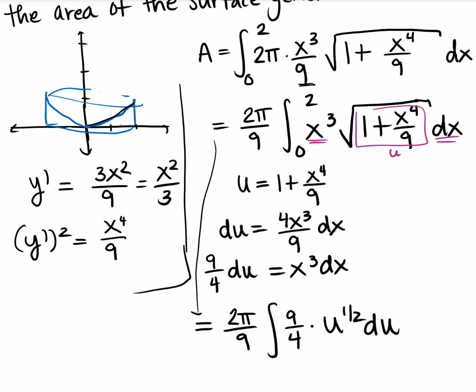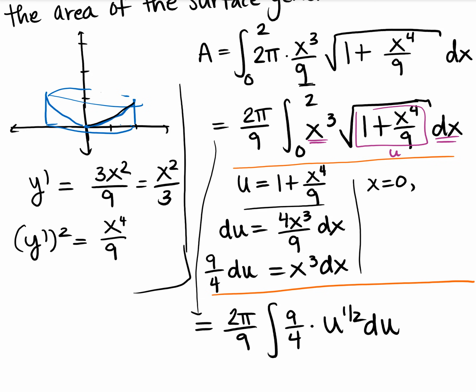Everyone see what we did there? Well, you can't answer me. So I'm going to assume, remember, this is all kind of my inside work here. Have to change my bounds, people. You have to change your bounds. When x is 0, I have this relationship between u and x. If x is 0, I get 1 plus 0, then u is 1. So I know that this is 1. When x is 2, then I'm going to have 2 to the 4th is 16, so 16 ninths plus 1, I think that's 25 ninths.